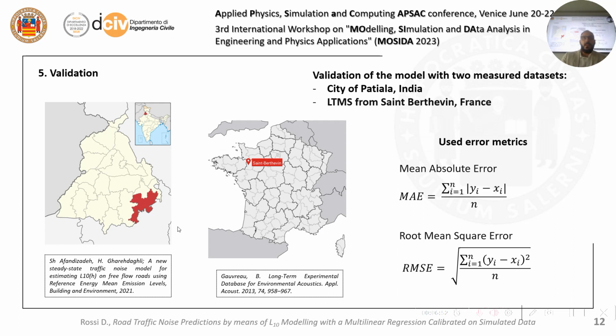Once we have a formula to simulate noise level, we want to assess the specificity and the validation of this model. So we chose two different sites, two cities, where raw traffic noise data had been collected, in India and in France. Then we simulated the noise level using the same data sets, and calculated the error using these metrics, mean absolute error and root mean square error, very easy.